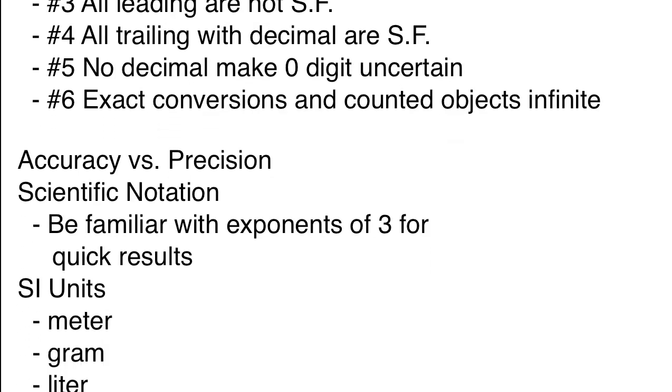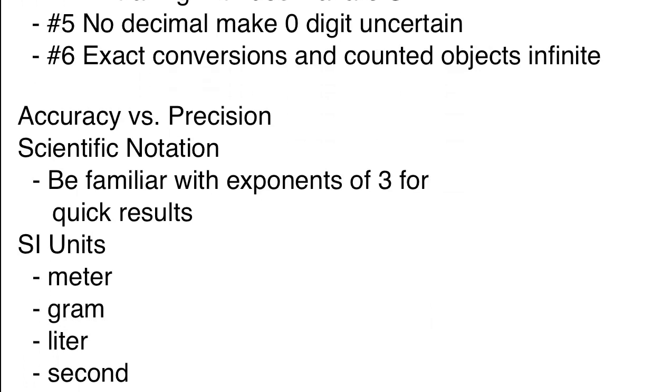We then talked about accuracy versus precision. This is the common lecture that everybody gets in general chemistry. Remember that accuracy is if you have a known value, how close do your values come to that known value, or an average of your values.